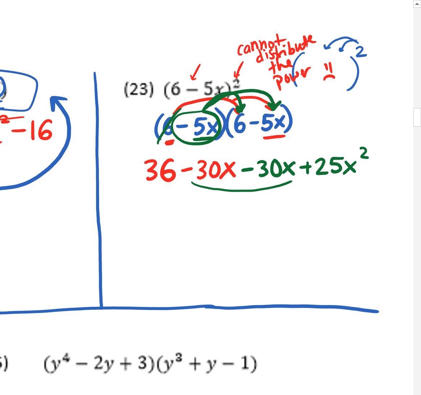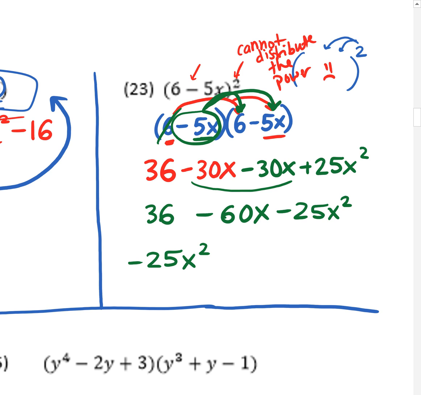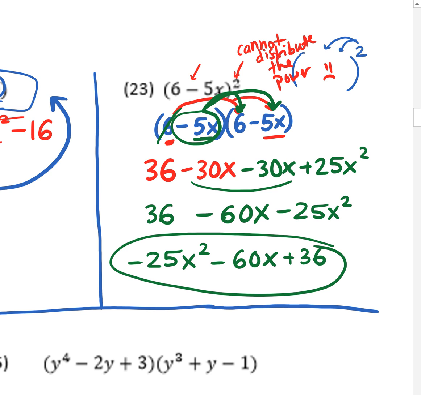We got some like terms in the middle. We combine those guys to make negative 60x. But other than those, there are no other like terms. But I guess we should write this in descending order of powers. Negative 25x squared minus 60x plus 36. There we go. Beautiful.